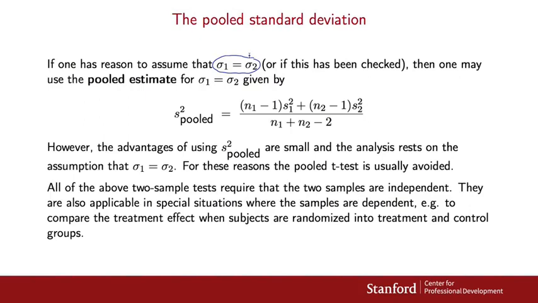Again, remember that all of these two-sample tests we looked at require that the two samples are independent. It turns out you can also use a two-sample test in other special situations where the samples are actually dependent. For example, if one wants to compare the treatment effect when subjects are randomized into treatment and control groups. This is a special topic which you need to look up in case you ever come across it.